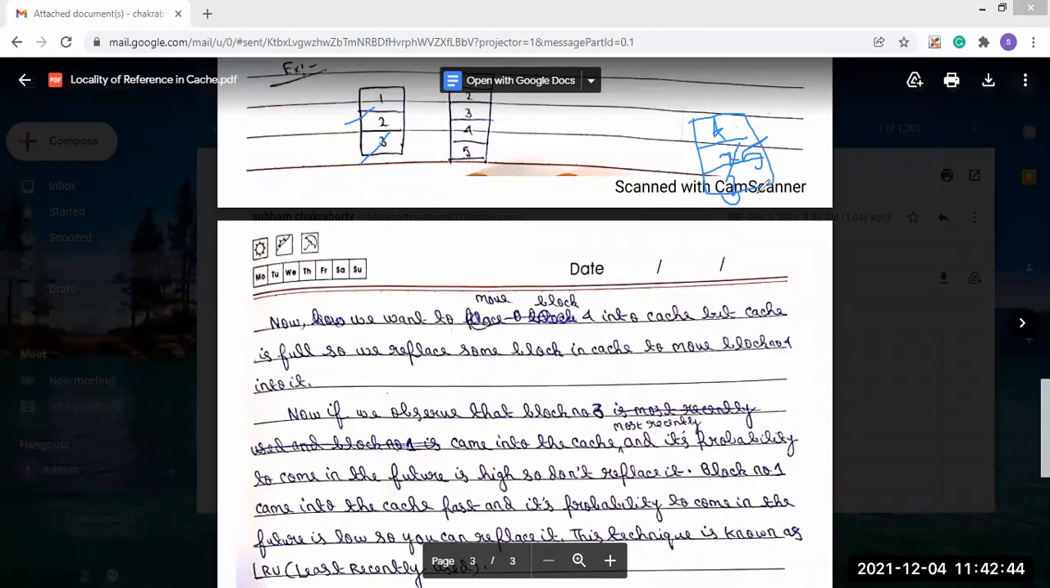This technique is known as the LRU technique, least recently used. This is a cache replacement technique. Okay, clear?